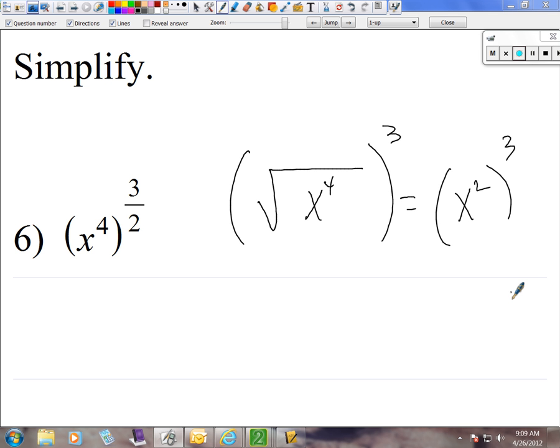And then this is an exponential law we talked about yesterday. What do we do with exponents here? Multiply. So your final answer is x to the 6th. How many got that right? Excellent. Give yourself a bonus point.